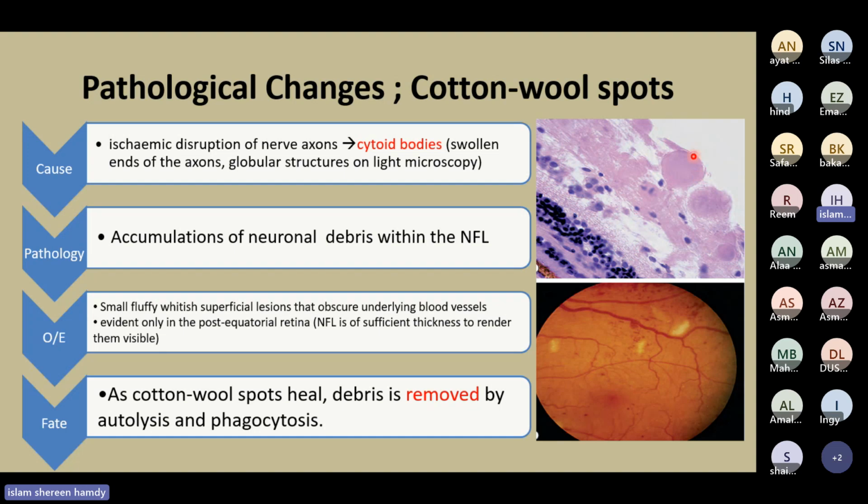Histologically, they appear as cytoid bodies, swollen ends of the axon seen by light microscopy. Okay, and this indicates ischemia and not necessarily leakage like the hard exudates.